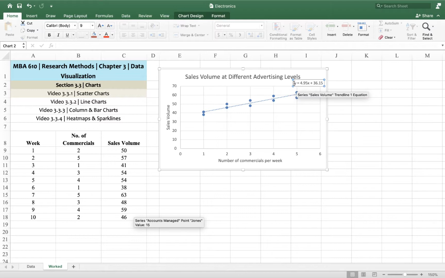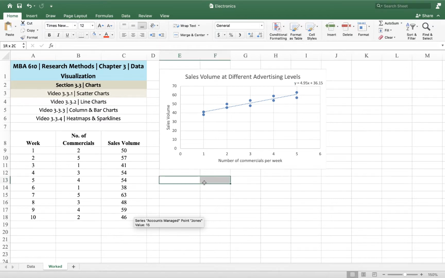And now we can see that if this is a line, our equation for this line, our y value, which here corresponds to sales volume, is equal to 4.95 times x, where x is the number of commercials per week, plus 36.15. You might recognize this as the formula for a line, right? y equals mx plus b.